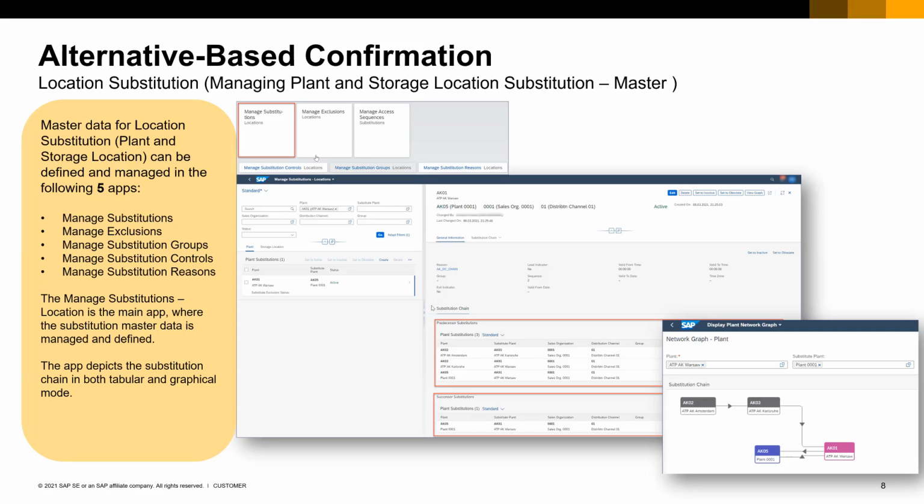And since these substitution controls and groups are found based on the characteristics of each order, you have a very flexible tool to control which plant is a valid alternative. The same is true for materials and storage locations, so which alternative is valid for a certain requirement.